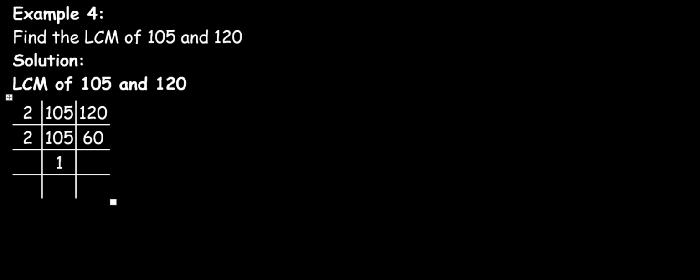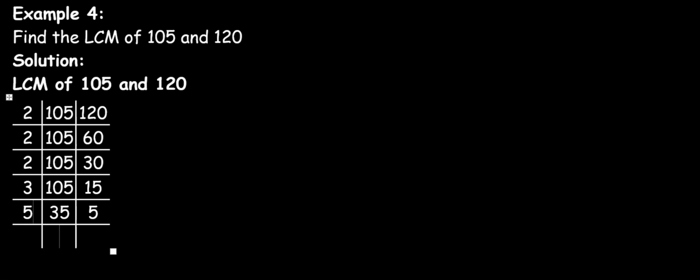2 will bring down the 105. Then 2 divide 60 without remainder, you get 30. We can still make do with 2 as a common factor. 2 divide 105, you bring the 105 down. 2 divide 30, you get 15. The next number that can go conveniently is 3. So we are starting gradually. 3 divide 105, you get 35. 3 divide 15, you get 5.